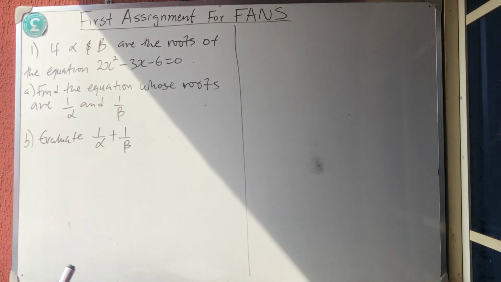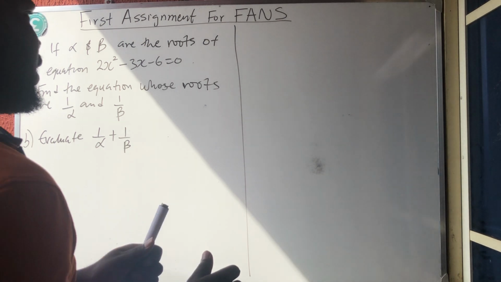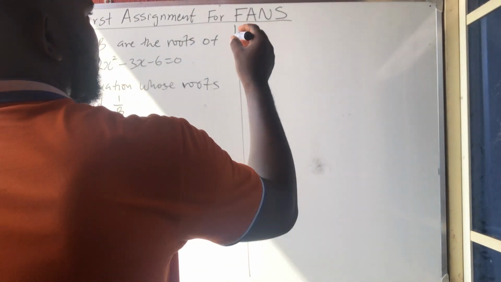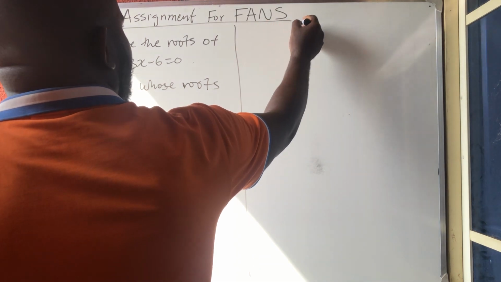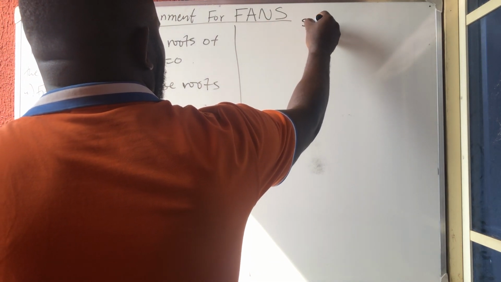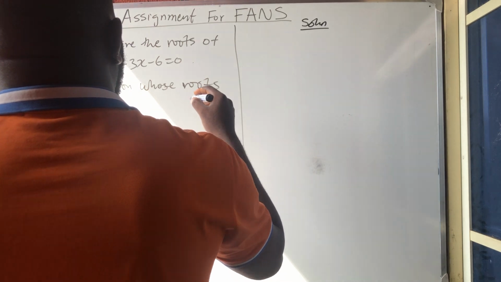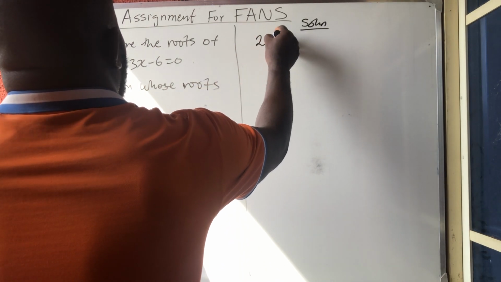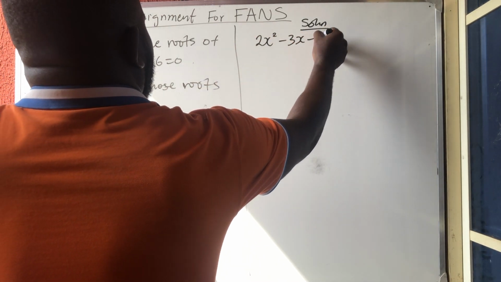Okay, we'll be solving some questions, and the first one said if alpha and beta are the roots of the equation 2x squared minus 3x minus 6 is equal to 0, find the equation whose roots are 1 over alpha and 1 over beta. Now, before you solve anything in roots of quadratic equation, you need your alpha beta and alpha plus beta. So solution, okay, we have 2x squared minus 3x minus 6 is equal to 0.